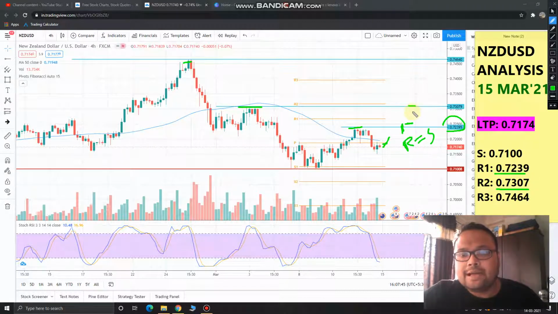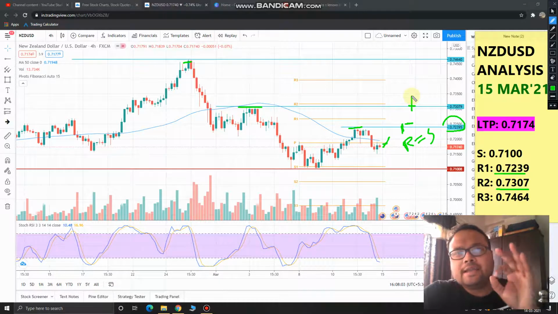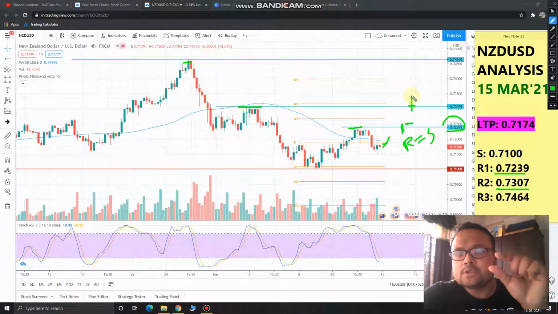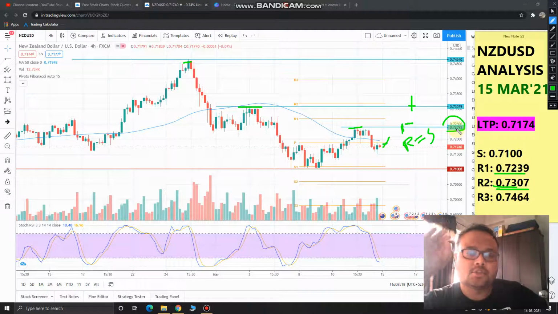And if you see that price is struggling at the 0.7307 level, at resistance 2, just come out of the trade. In case market crosses this level also, then you need to be careful. At least wait for a 4 hour candle to close comfortably above the level, above resistance 2. If you see that a candle has closed comfortably above resistance 2, then only you should think of buying.